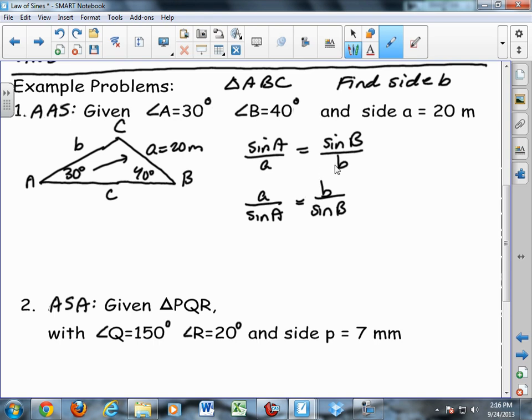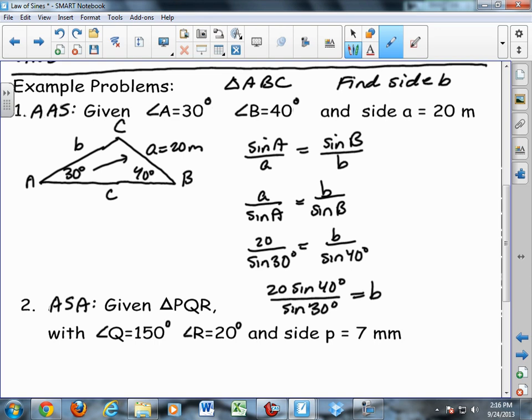So I'm going to put what I want to solve for in the numerator, which is side B, and then I'm going to say 20 over sine of 30 is equal to B over sine of 40. And then all I have to do is multiply both sides by sine of 40, and I have 20 sine of 40 over sine of 30 is equal to B.